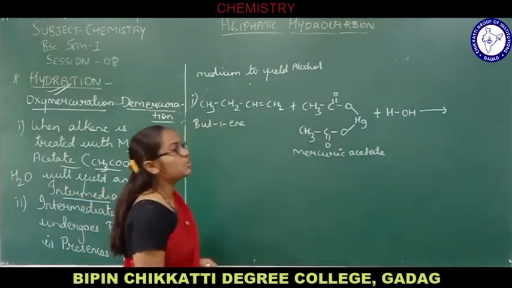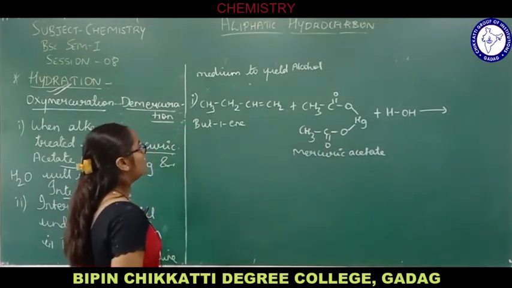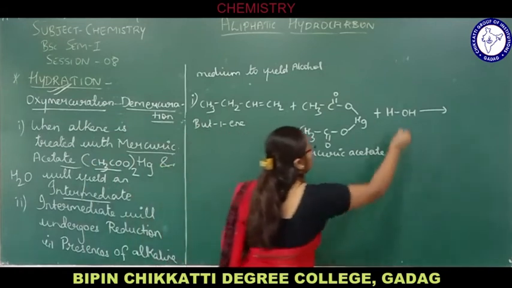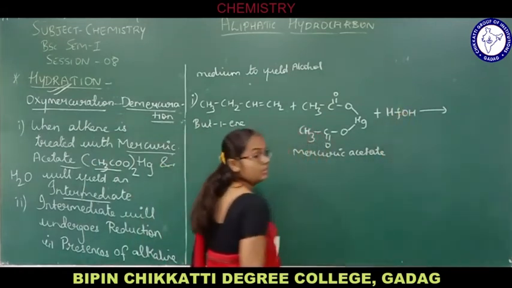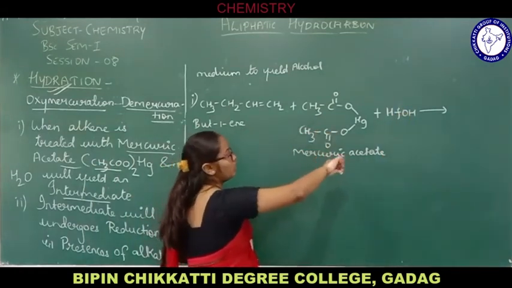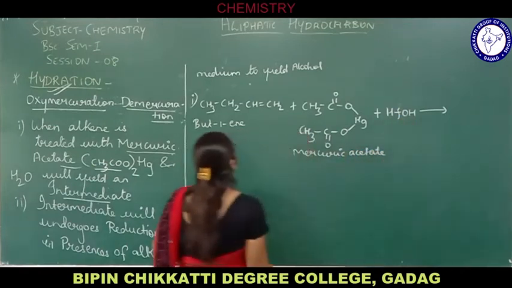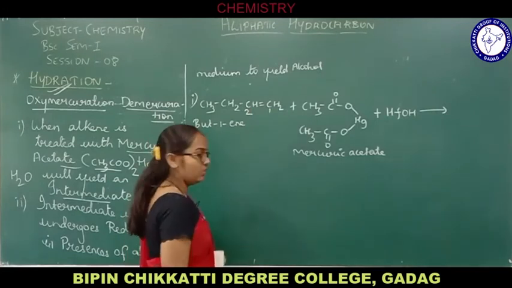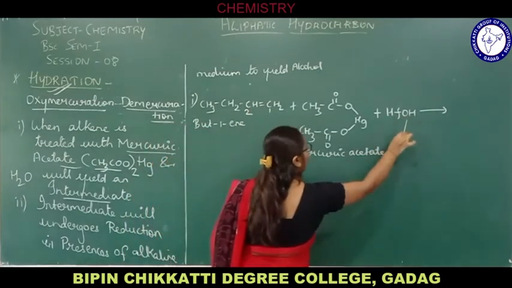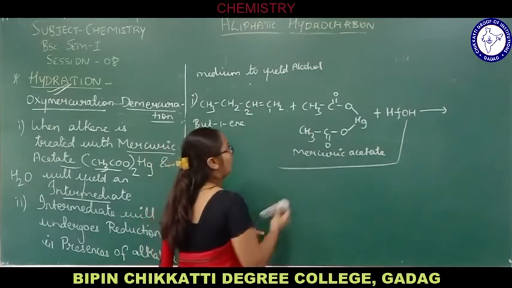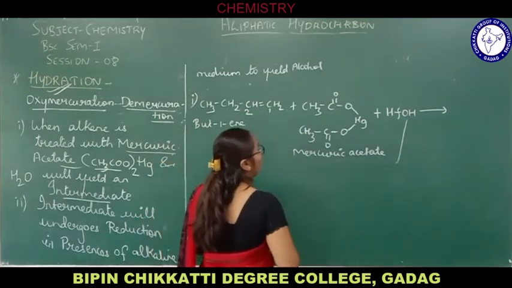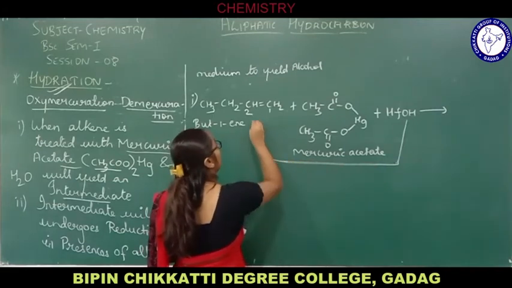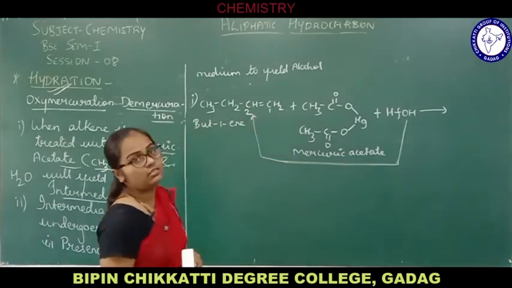Now let's see how this intermediate is yielded. Here the OH from the water will combine with this carbon. This is carbon number 1, this is carbon number 2. So the hydroxyl group of water will combine with carbon number 2.